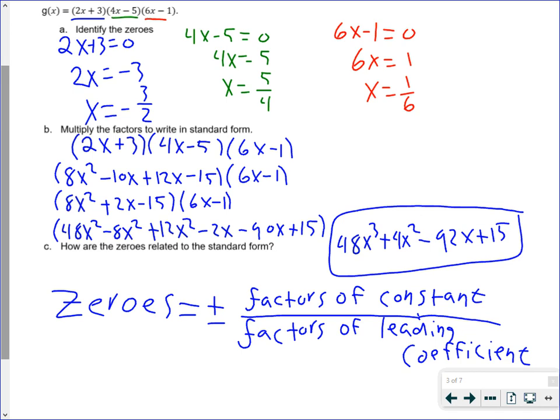All right, so you might not see much of a point to know this, but like I said, in the next video, on 8.1 day 2, you will see why we need to know this and why we're going to use it, and this will be a very important property to know for the rest of this module. So for now, just understand that whenever we find our zeros, they will always be in the form factors of a constant divided by factors of the leading coefficient.